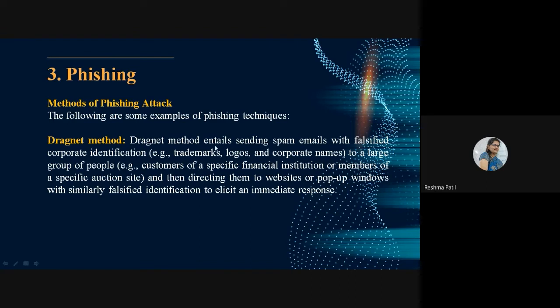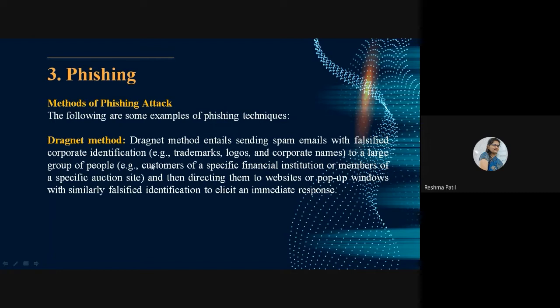The Dragnet method entails sending spam emails with falsified corporate identification. So here the hackers are using corporate identification to send spam mail, for example, their trademarks, logos, and corporate name. They will use logos, trademarks, and corporate mail to send spam mails to a large group of people, for example, customers of a specific financial institution or members of a specific auction site.